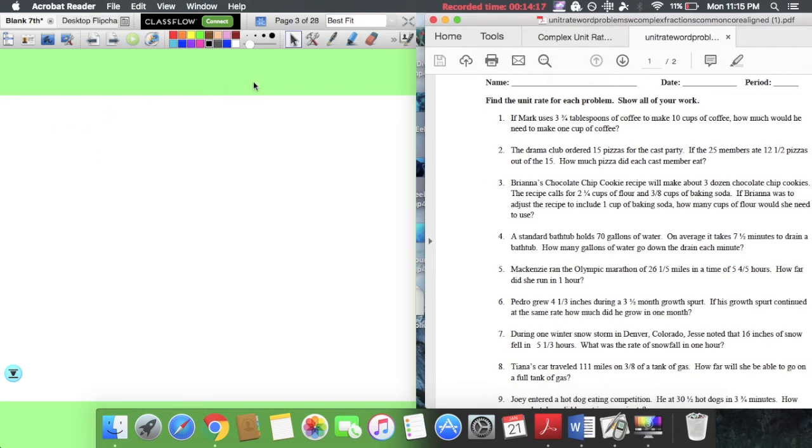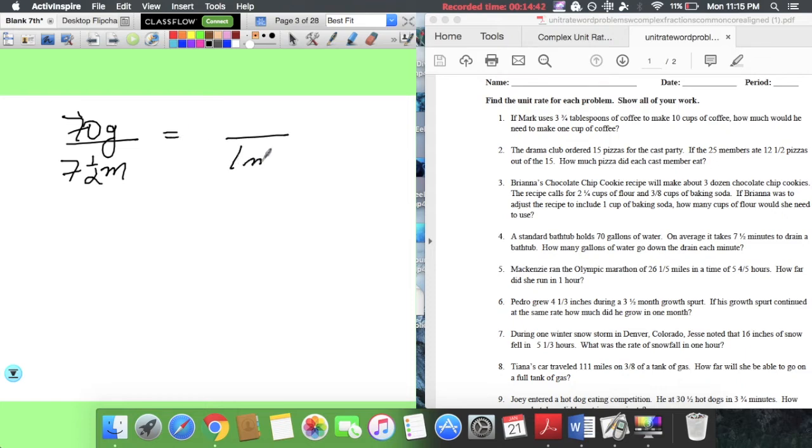Number 4, a standard bathtub holds 70 gallons of water. On average, it takes 7.5 minutes to drain the bathtub. How many gallons of water does it drain each minute? So we can say, if the bathtub is full, it's 70 gallons, and it's going to take 7.5 minutes to drain, right? Which means in 1 minute, how much does it drain?